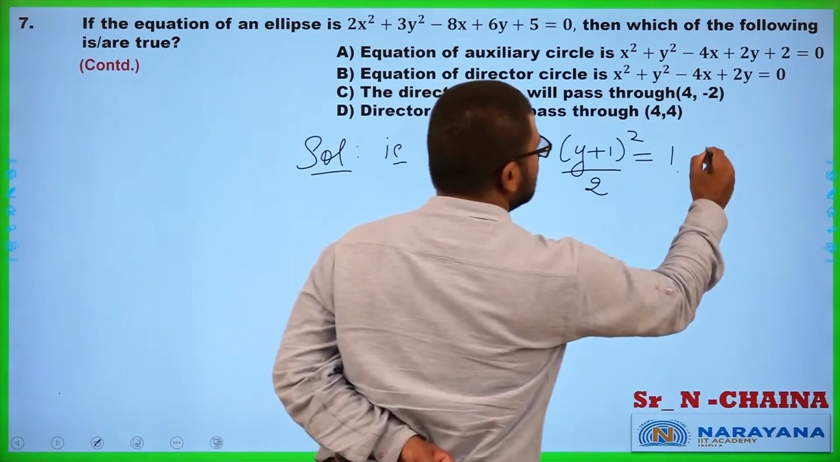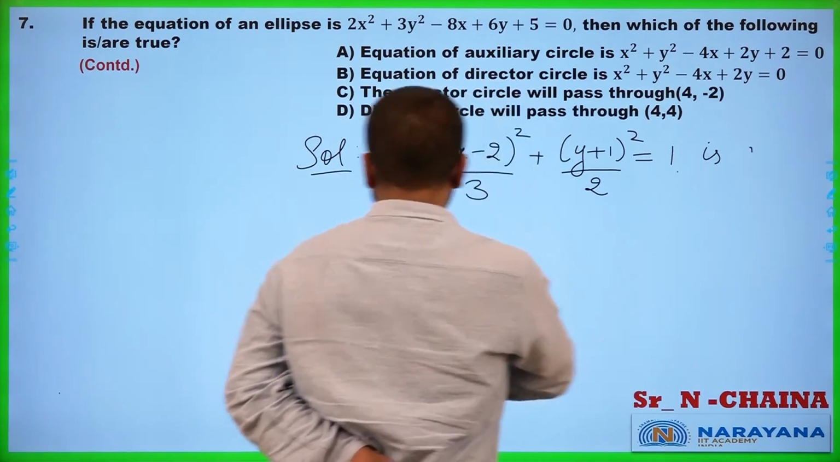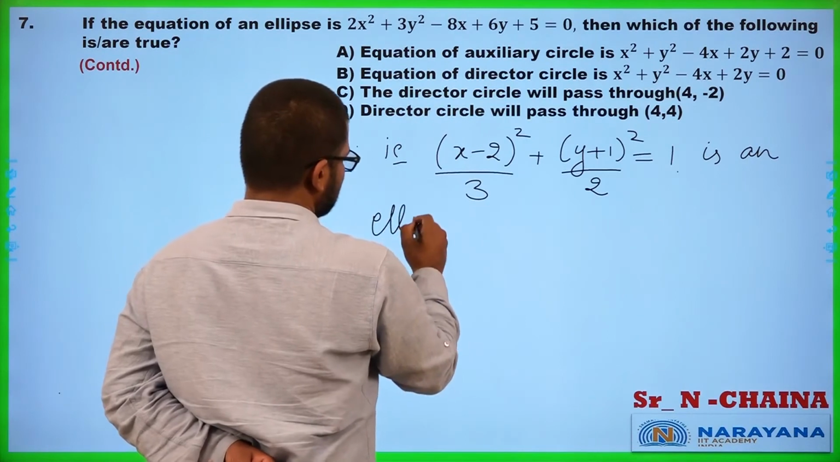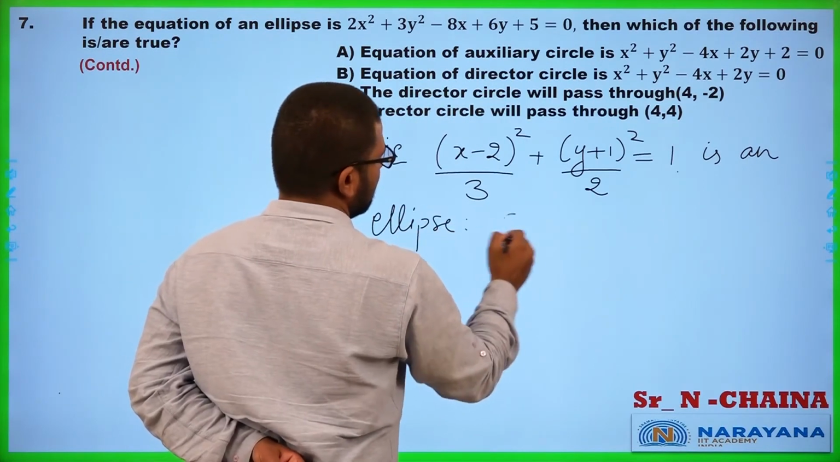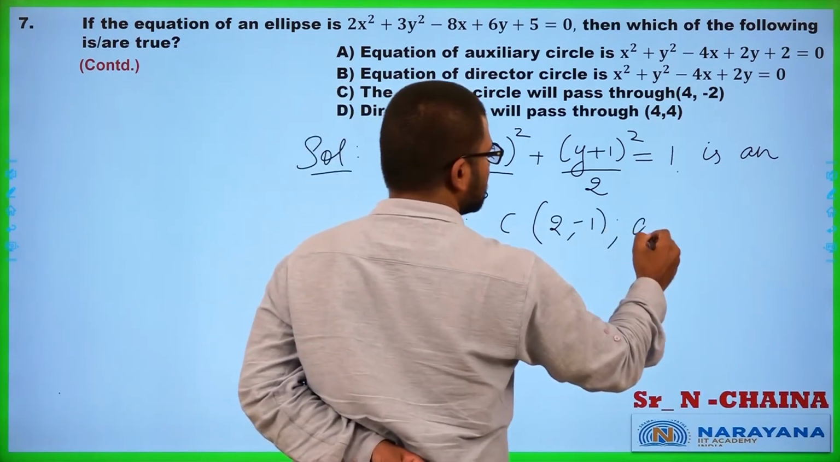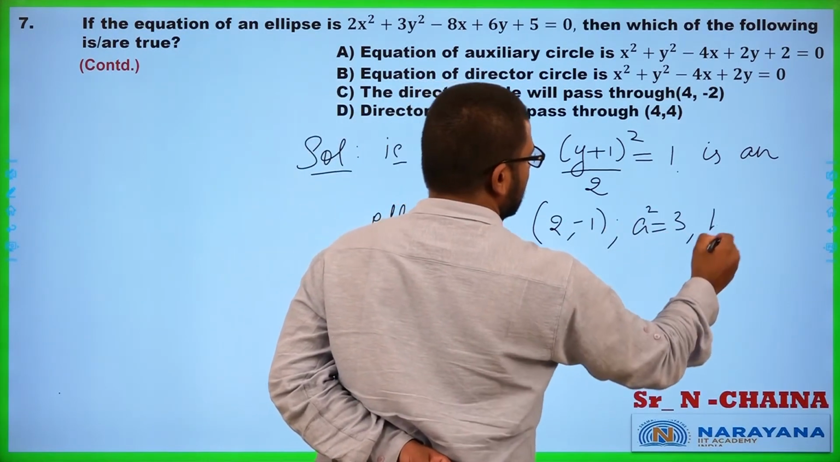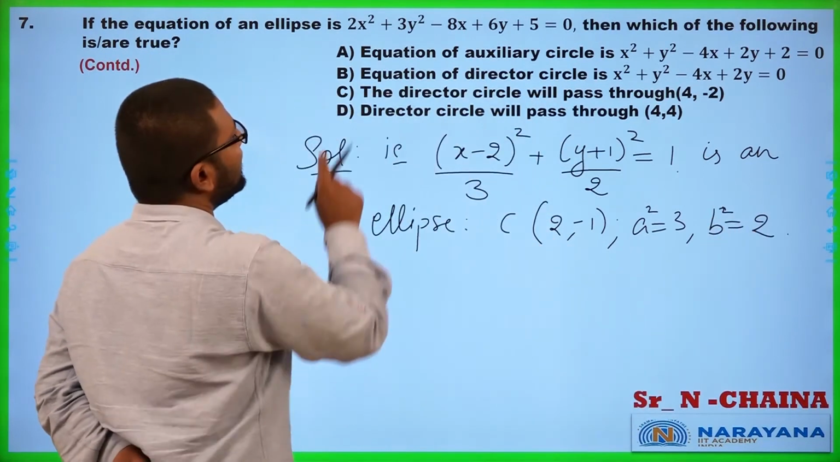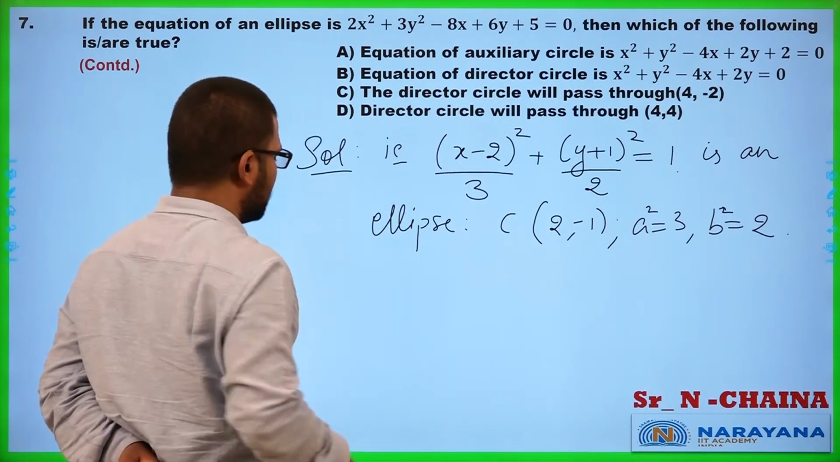So we know this is an ellipse with center (2, -1), right? a square is 3, b square is 2, correct? With that understanding, can we write the equation of the auxiliary circle?